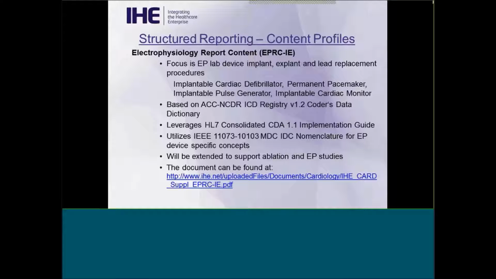So go have a look at the EPRC-IE profile. Any questions that you can direct to the committee, and I think you'll find some really good stuff there, and you're going to see some usage of it happening very shortly in the field. So I encourage you, if you're into EP reporting, to have a look at this profile.